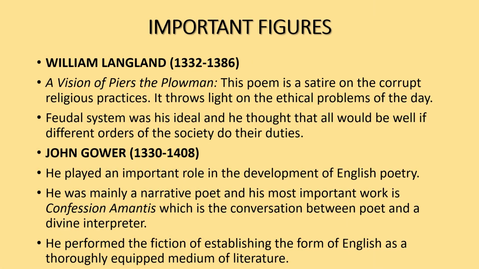Important figures: William Langland, A Vision of Piers the Plowman. This poem is a satire on the corrupt religious practices. It throws light on the ethical problems of the day. Feudal system was his ideal and he thought that all would be well if different orders of the society do their duties. John Gower. He played an important role in the development of English poetry.